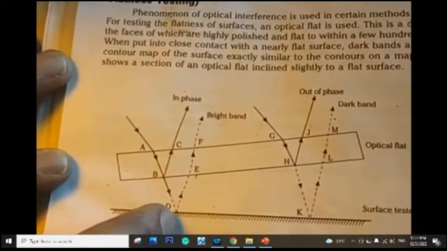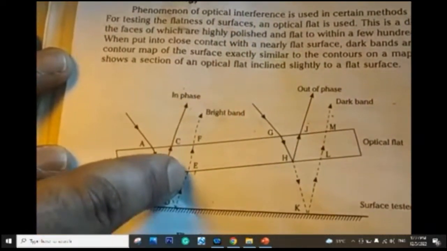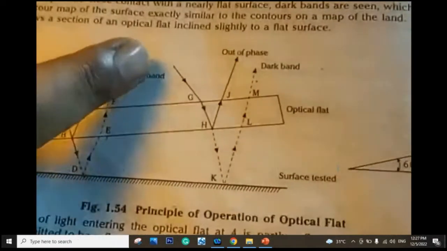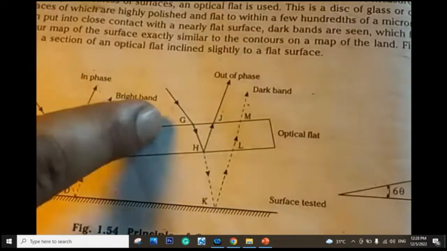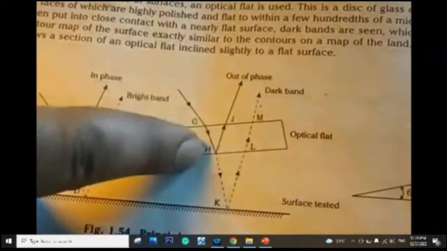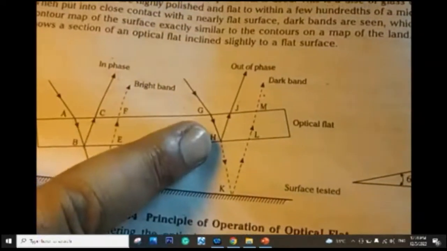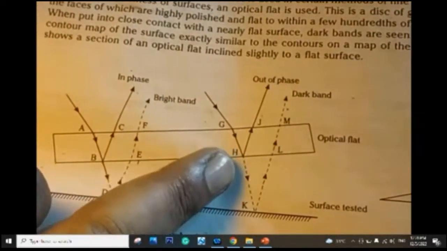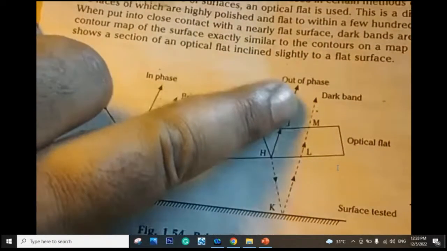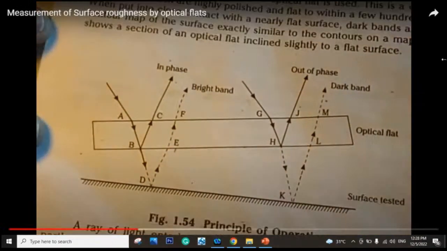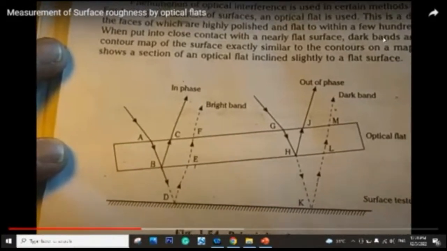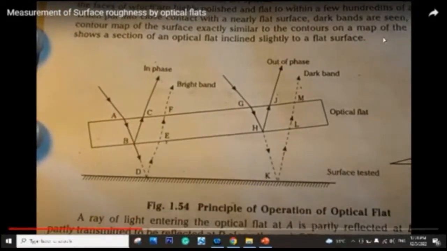If these two rays are in phase, a bright band will be seen. Again, you see here one more ray. That is from G. The ray G is partly transmitted to H. And from there it is partly reflected back, that is HJ, and the same ray is partly transmitted to HK, and then again it will be reflected back. If these two rays are out of phase, dark bands will be seen. So we count the dark bands to measure the surface roughness. Here you see when the bright band will be seen and when the dark band will be seen. That is one of the concepts here.